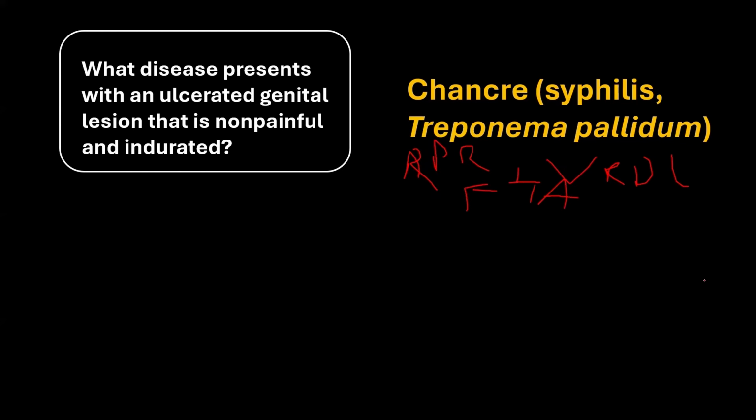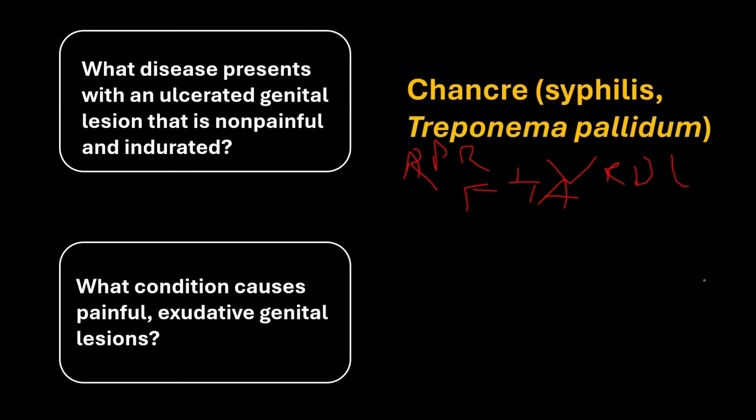Okay, yeah, good. So you start off with your non-treponemal test. So that could include RPR or VDRL. And then to confirm the diagnosis, a lot of times the test answer will be fluorescence, and that'll be a direct anti-treponemal study. So you need both an indirect treponemal study and a direct treponemal study for confirmation of the diagnosis. Okay, what condition causes painful exudative genital lesions?